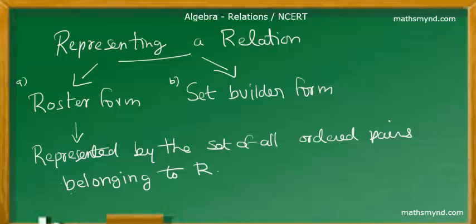So let us look at what these forms actually represent. Now, roster form, as it was in the case with sets, we just have to represent the ordered pairs and show that particular set. That is, it's represented by the set of all ordered pairs belonging to a particular relation.